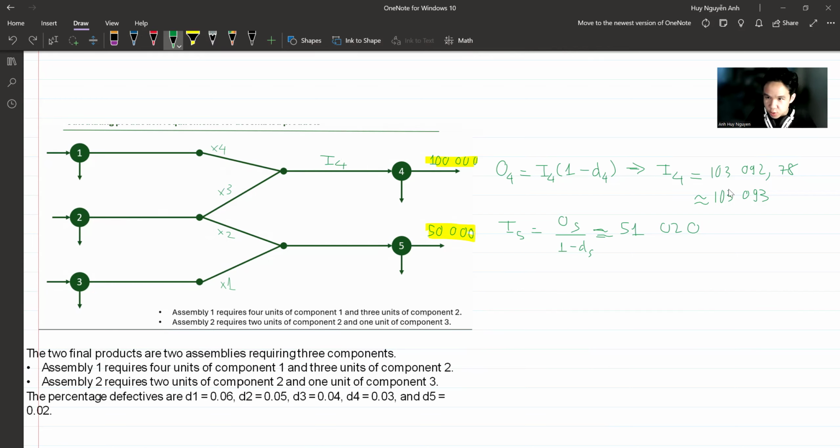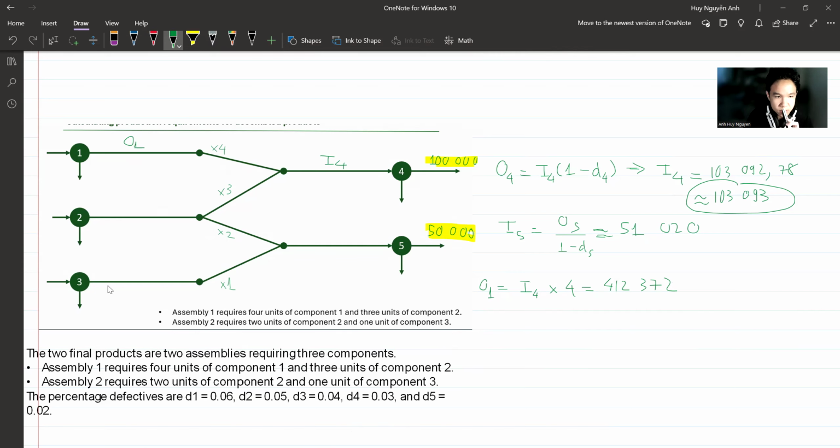In order to have this amount of I4, remember, for one product number 4, you need four of component 1, and you need three of component 2. So we can calculate O1 by multiplying I4 by 4, which is 103,093 times 4, which is 412,372.